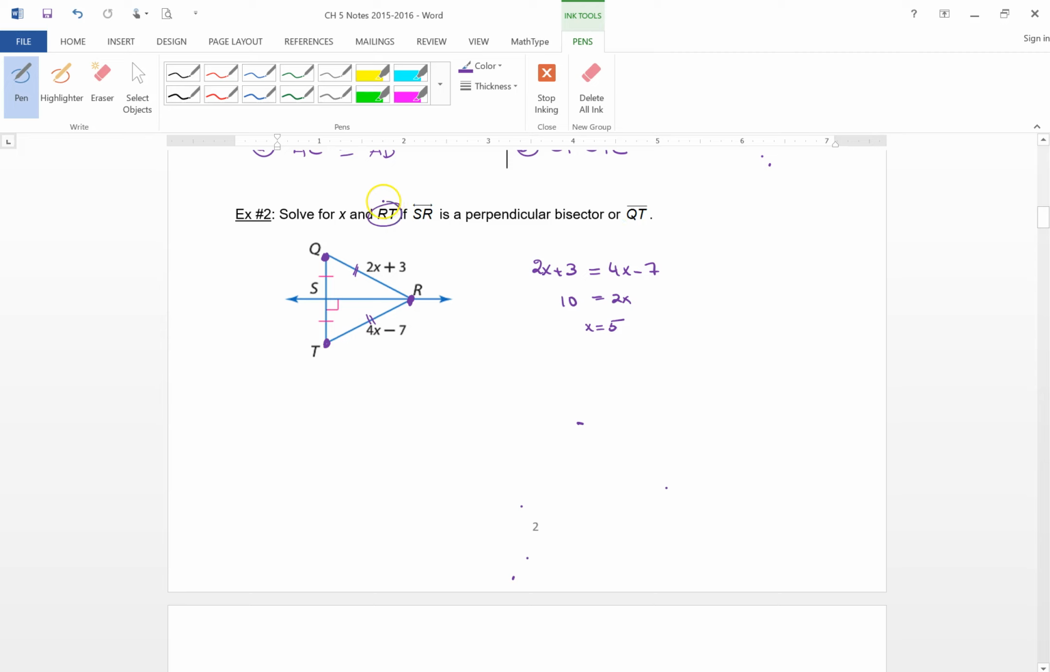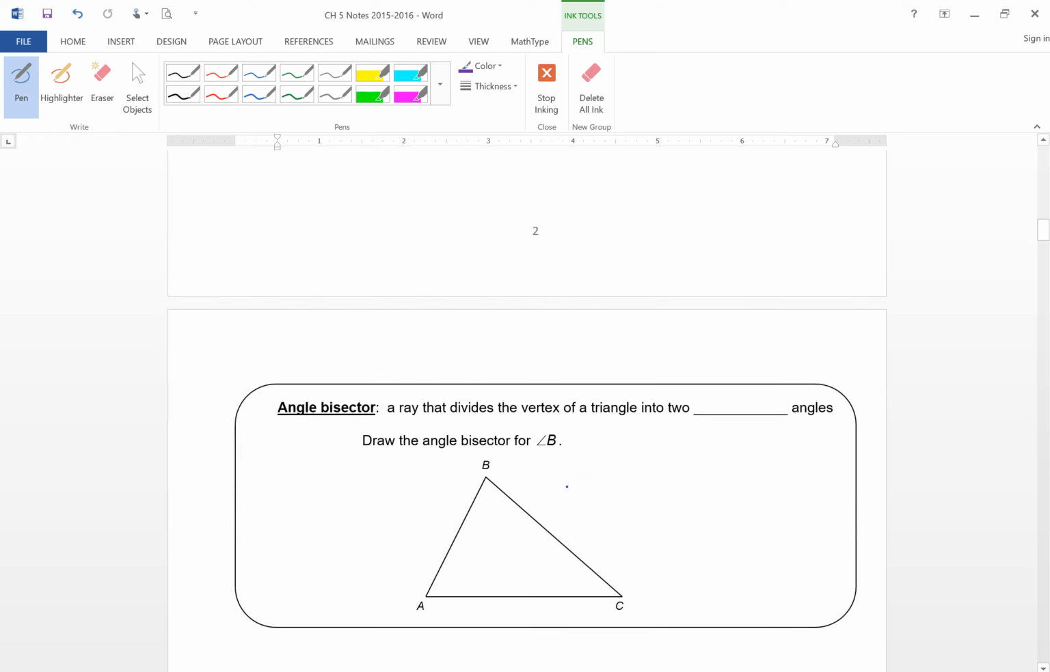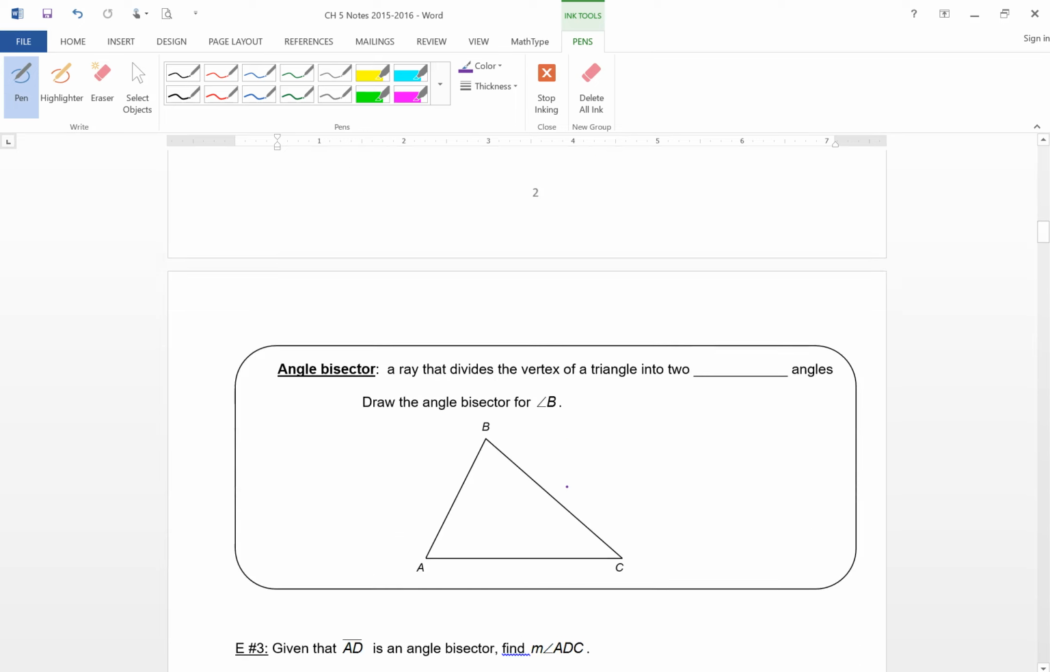We also need to find RT, which is 4x minus 7. So that's 13. Okay, moving on. Let's talk about angle bisectors next. RT equals 13.